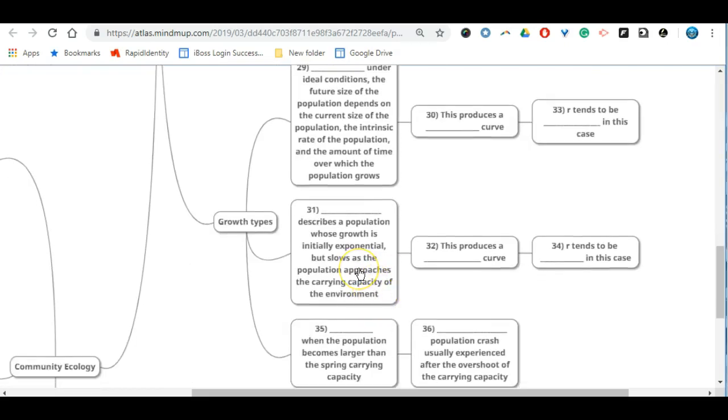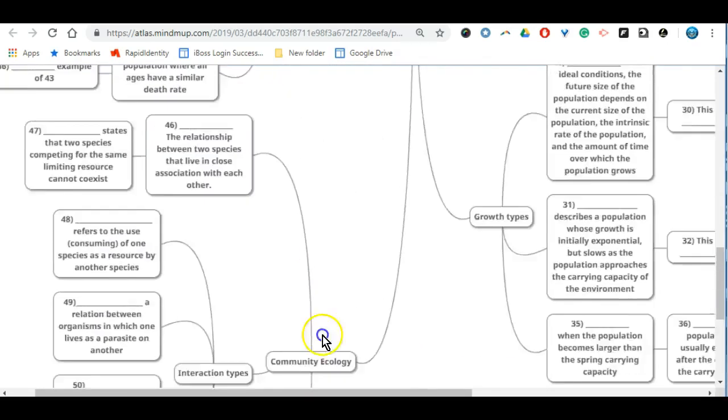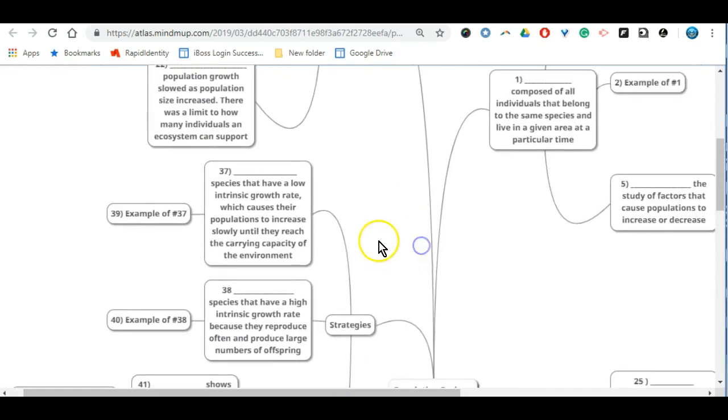Now, this is different than number 31 because initially it was exponential, but it has begun to slow down because the population is approaching that carrying capacity. This is going to produce an S shape, and this is leading to R being lower or almost zero if you basically flattened out. But again, make sure you understand how these two tie together. How do those two tie together? What happens when the population becomes larger than the carrying capacity? We call that overshoot. And then eventually it's going to come crashing down because there's not enough resources. We call that die-off.